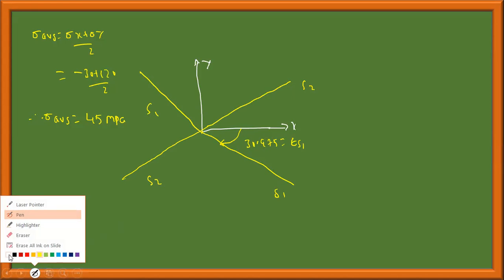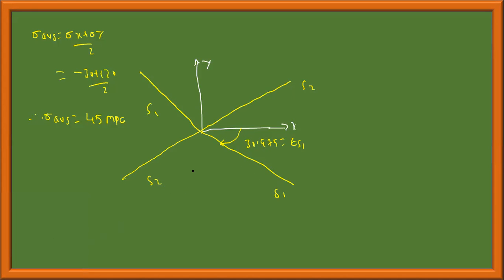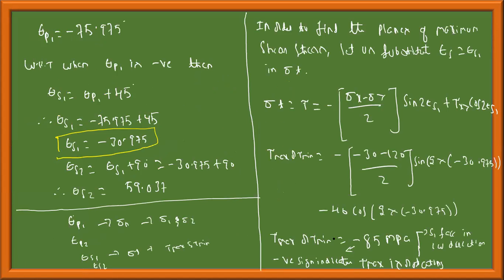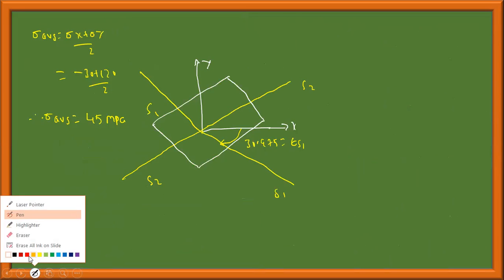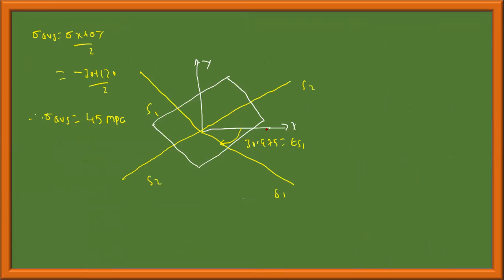Okay, and then draw the plane. Next, tau max, which is of magnitude minus 85 MPa, rotating in the clockwise direction. Rotating in clockwise direction will indicate this. 85, opposite face, opposite sense. This arrow will meet like this, and this arrow will meet like this.